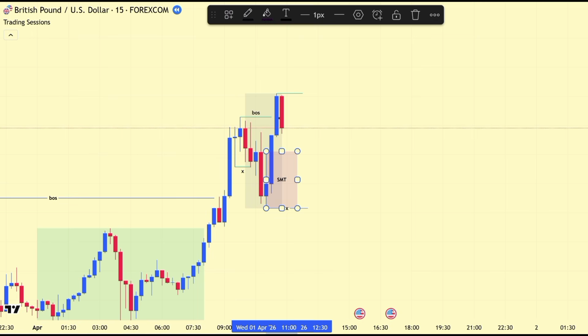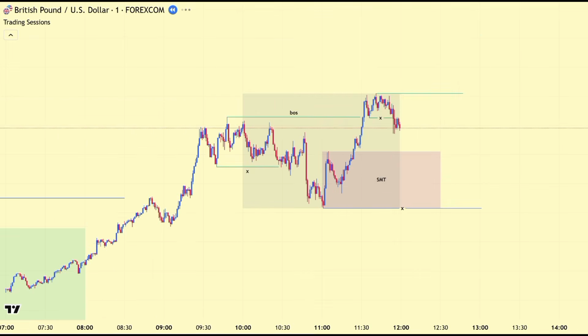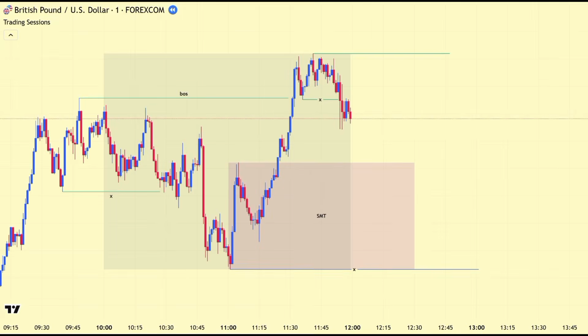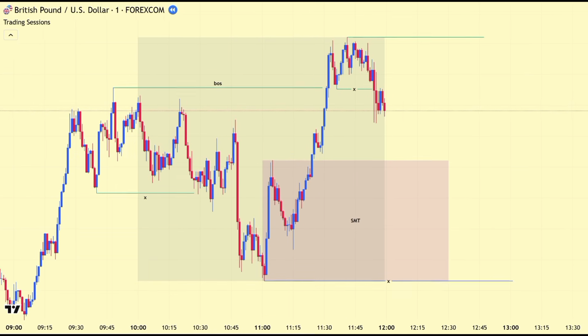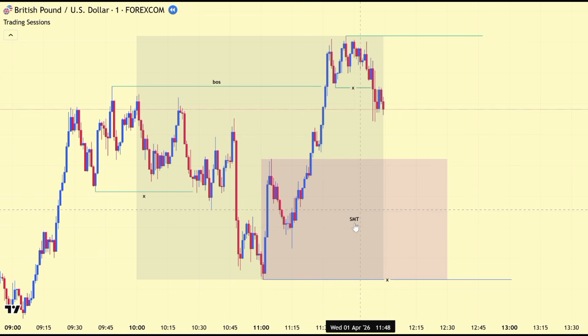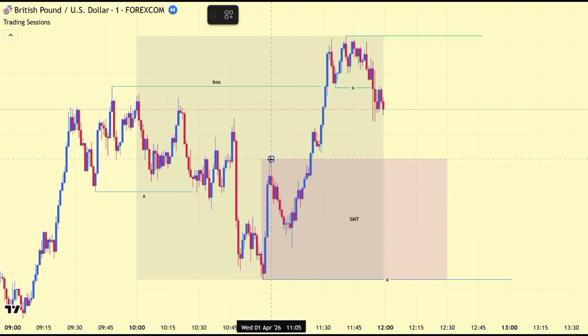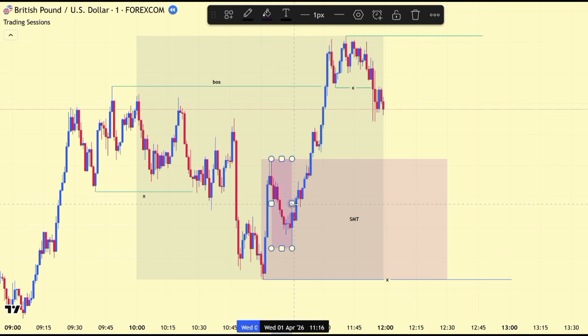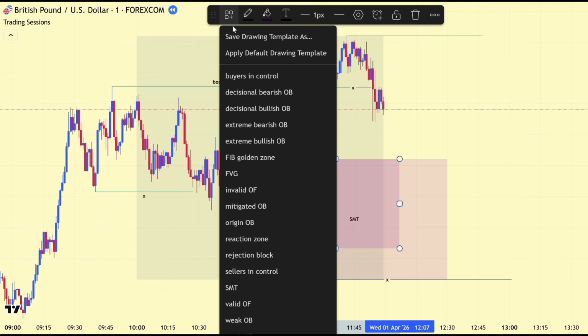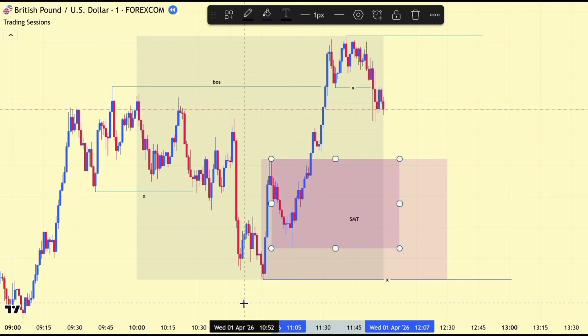But if I get back to the 1 minute, which is the lower time frame of the 15 minute, now things here become different. You can clearly see where the SMT is. It's actually the order flow, the valid order flow on the 1 minute. So exactly right here, this is the valid order flow on the 1 minute. So there we can clearly see the valid order flow.